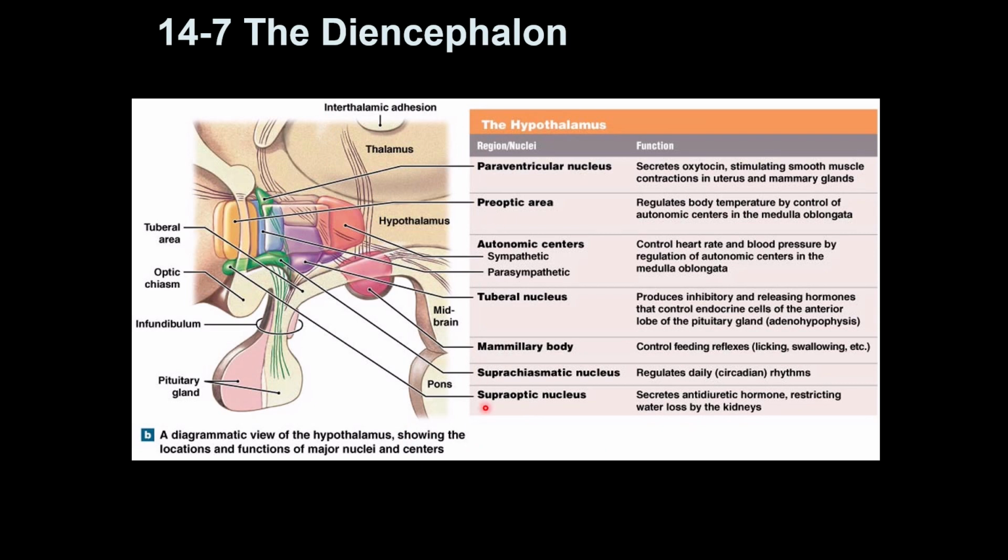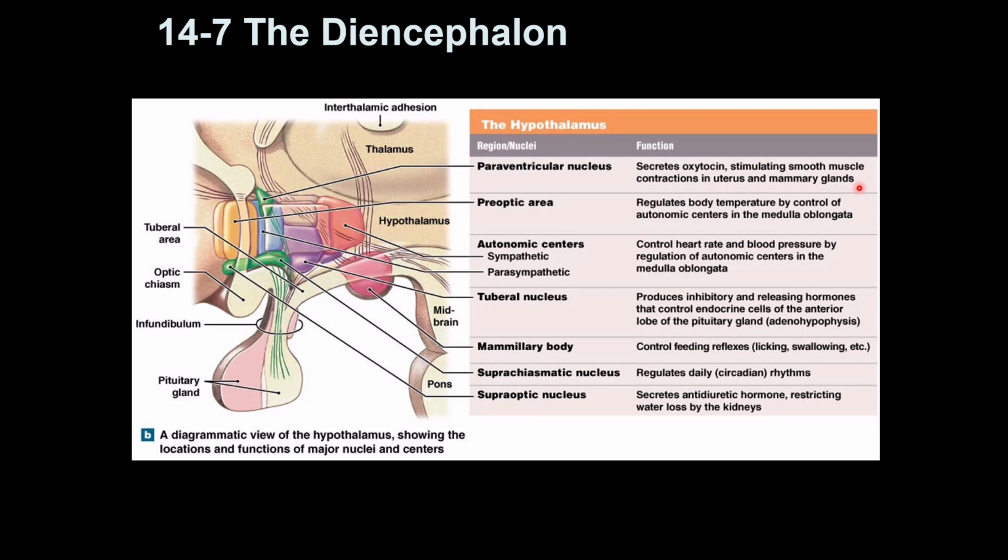So one is called the paraventricular. Why paraventricular? Because it's closer to the third ventricle. And that is the one that produces oxytocin, and oxytocin is important for contraction of the uterus during labor, and also for the mammary glands, so the milk comes down for the babies.